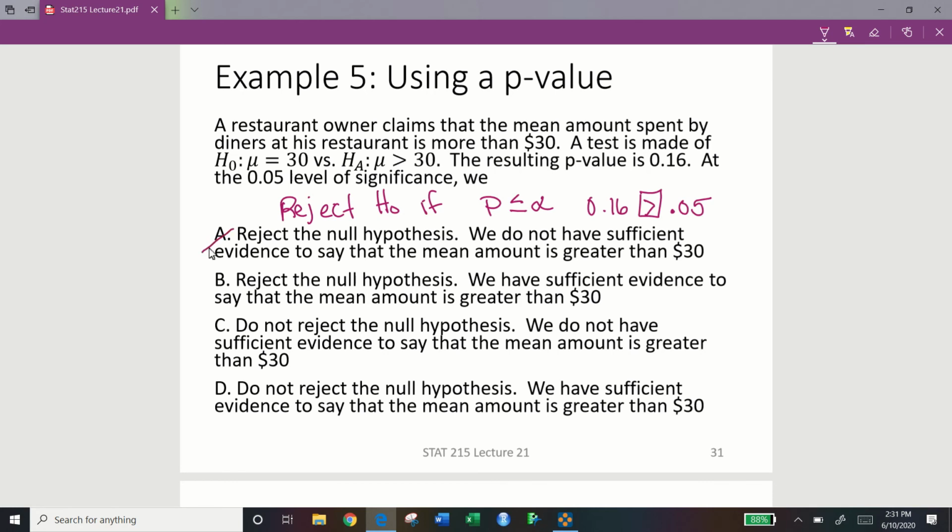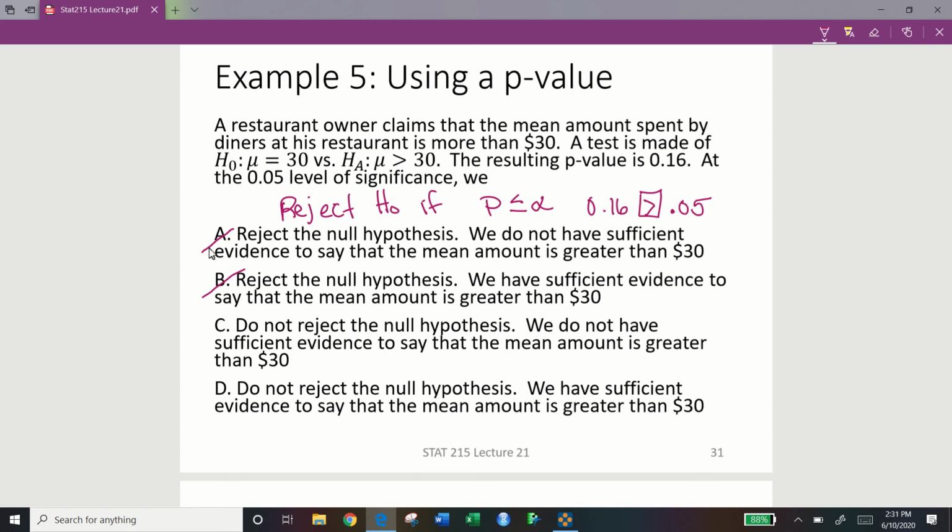This will eliminate options A and B. Our first line in C and D are the same. Do not reject the null hypothesis. Next, we have to worry about our second statement.